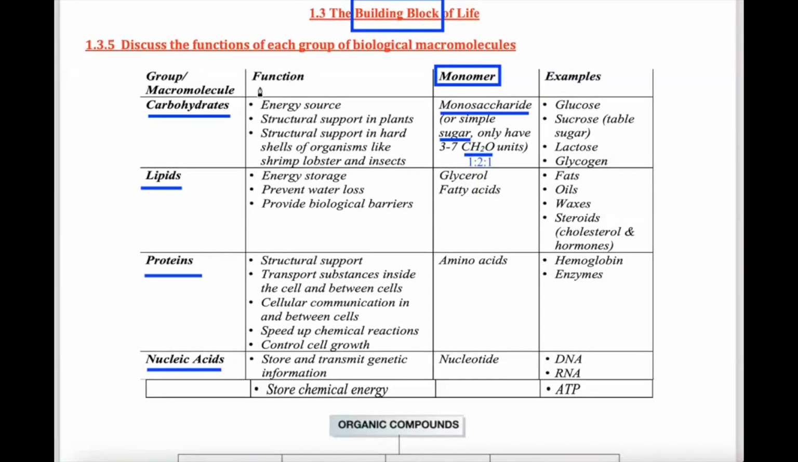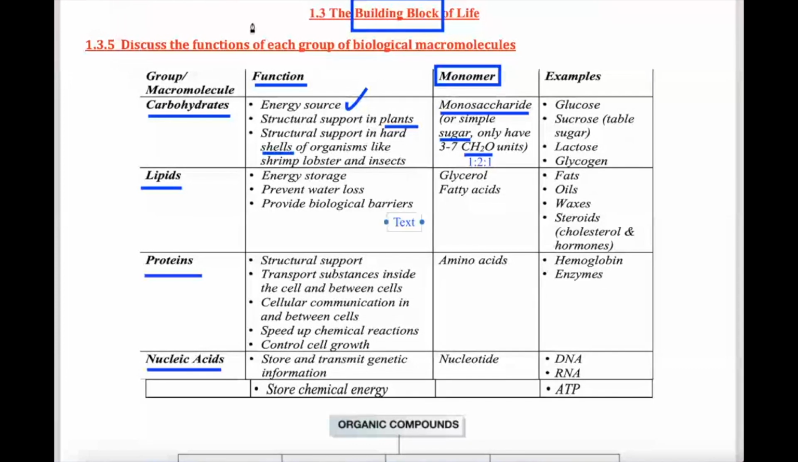Now we will go back to the functions. Their main function is the energy source. Remember, they are the quick source of energy. The quickest source of energy in your body is always carbohydrates. They are the structural supports in plants because they store cellulose and starch. So they give the structural support. They are also the structural supports in hard shells of animals like shrimps, lobsters, and insects. And the example is chitin.